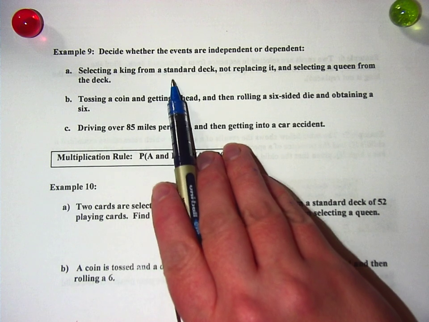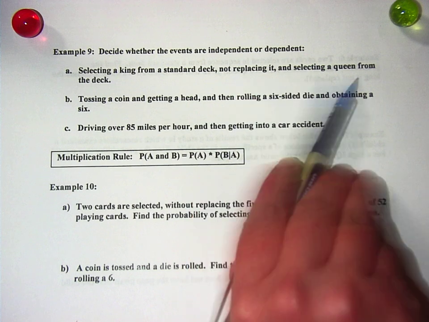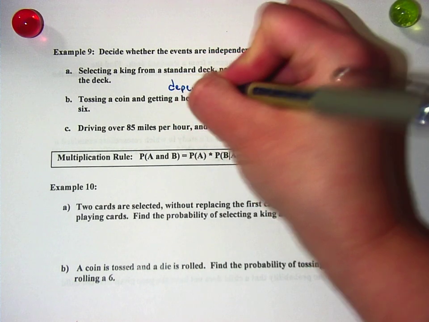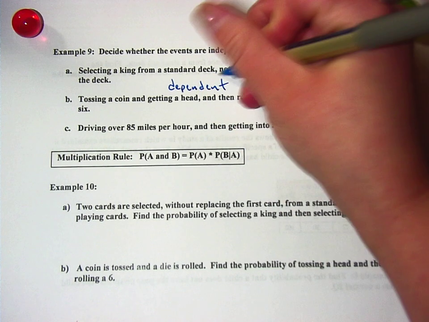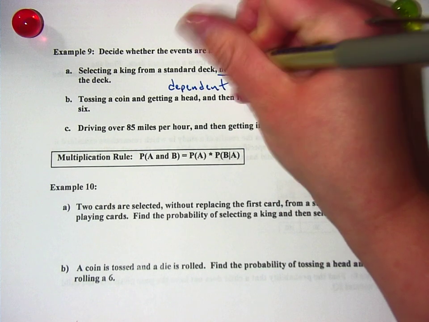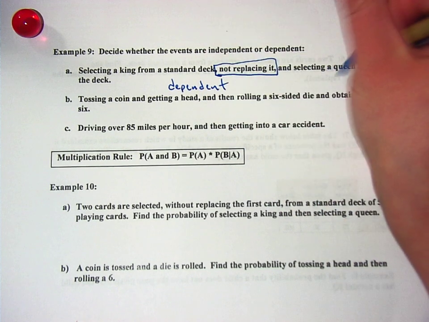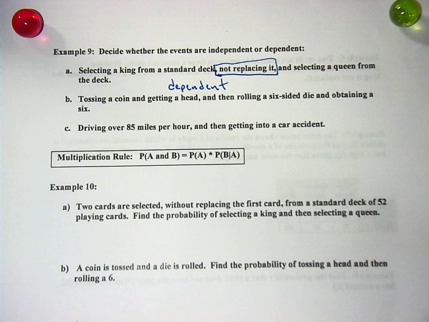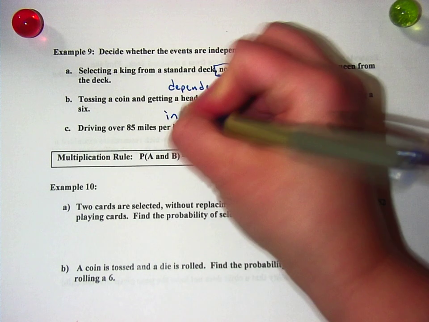Okay, selecting a king from a standard deck, not replacing it, and then selecting a queen from the deck. These are dependent events, specifically because you did not replace the king. That changed how many options we had left to draw from. That's why it's dependent. Tossing a coin and getting a heads, and then rolling a 6-sided die and obtaining a 6. Those are not related to each other, so that's independent.